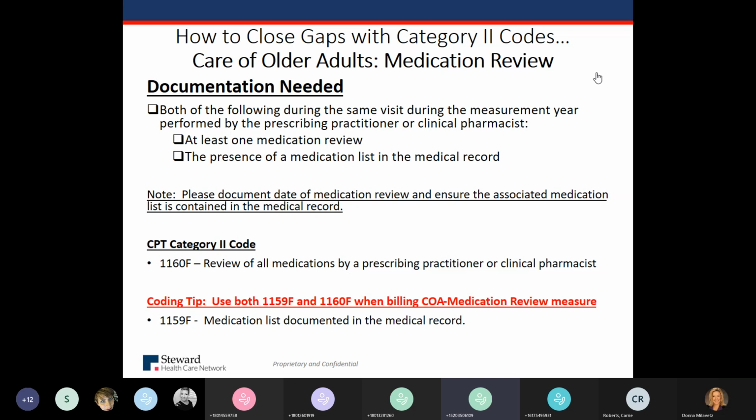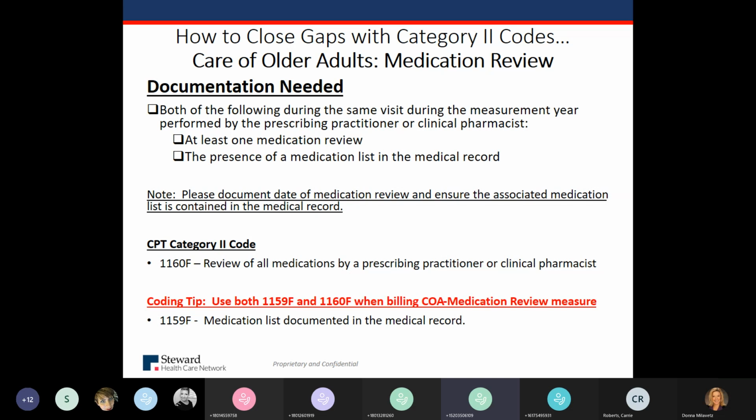Well, as you know, there are some medications that don't work well together, and can actually cause an adverse effect to the patient. So we recommend that the following is documented by either the prescribing practitioner or clinical pharmacist during the measurement year, at least one medication review, as well as the presence of a medication list within the medical record. Please document the date of that review and ensure that your list is contained in the medical record, or it will not count.